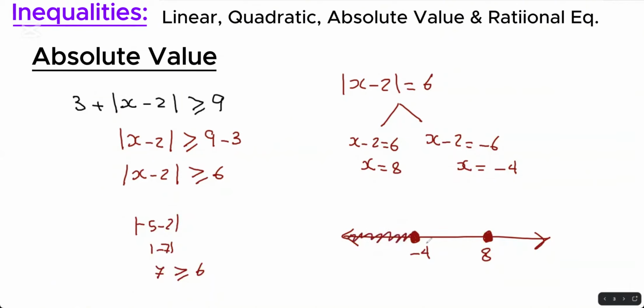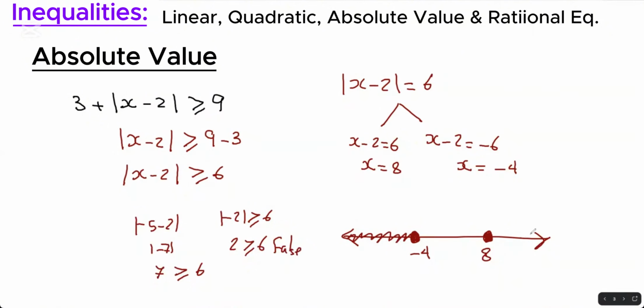Now let's take a number in here. The best number between -4 and 8 to test is 0 because that's easy. Then you just put in the 0 there. 0 minus 2 just gives you -2. Absolute valued is greater than or equal to 6. The absolute value of -2 is 2. Is it greater than or equal to 6? That's definitely false, so you don't shade. You only shade if it's true.